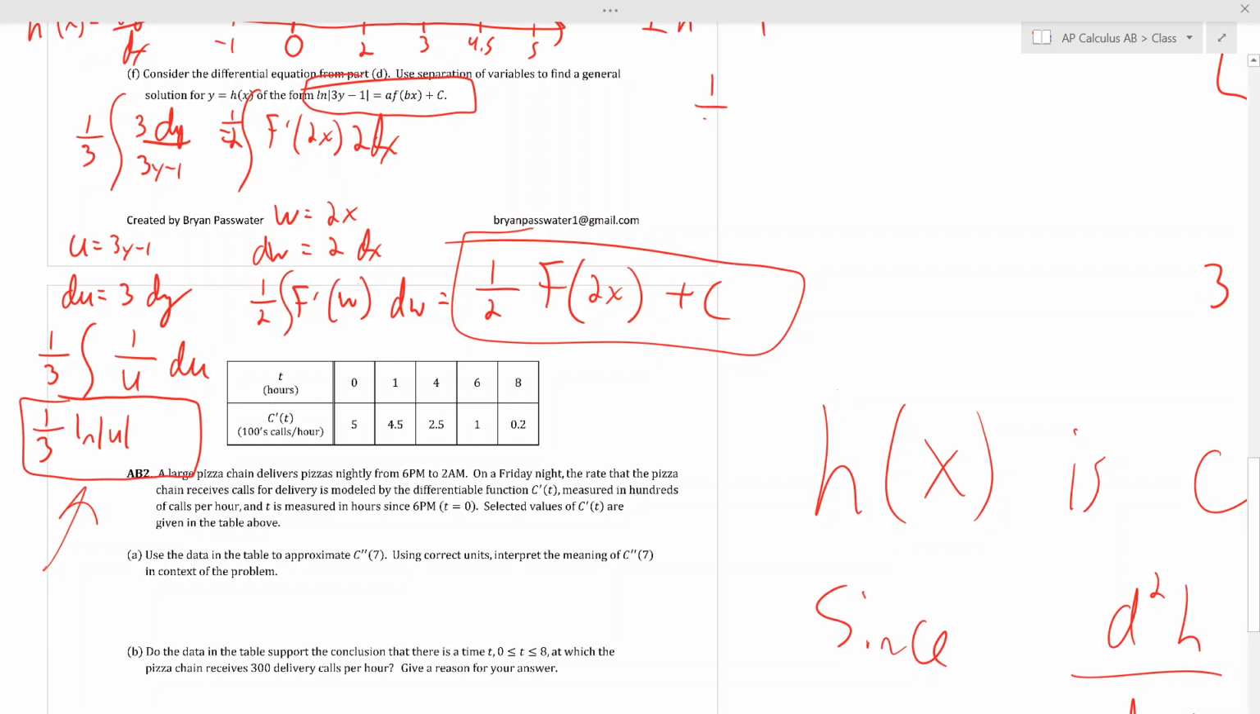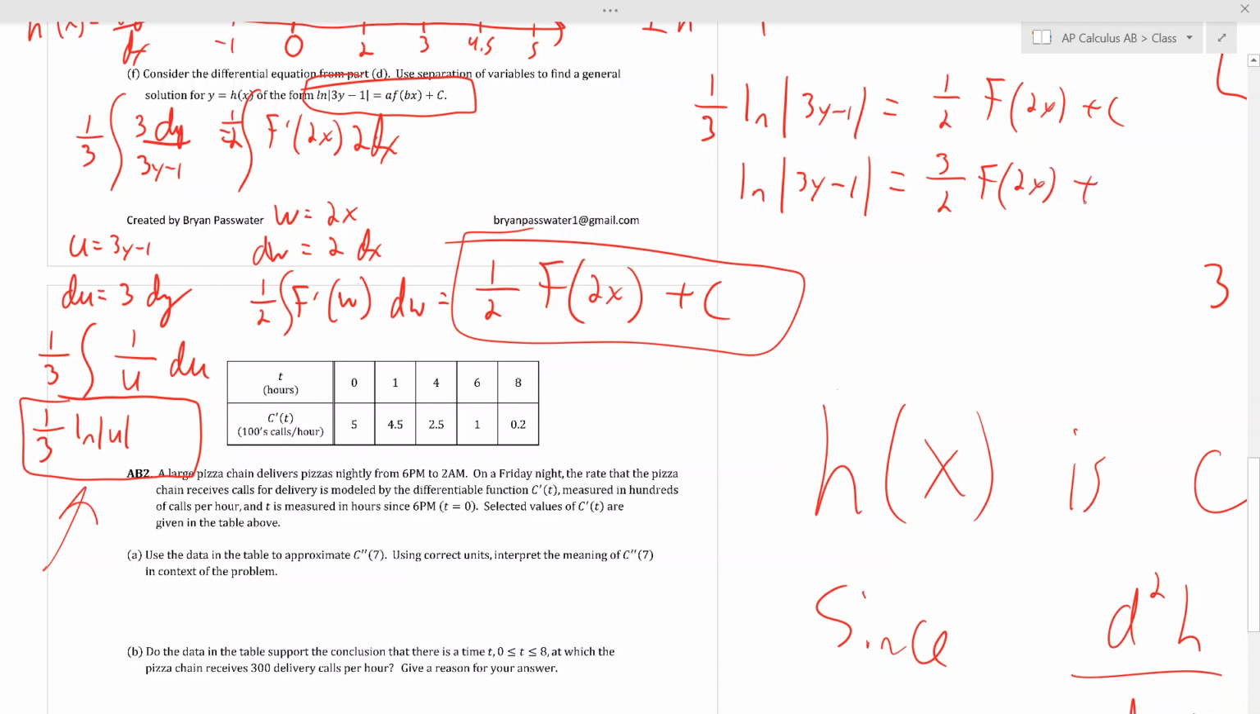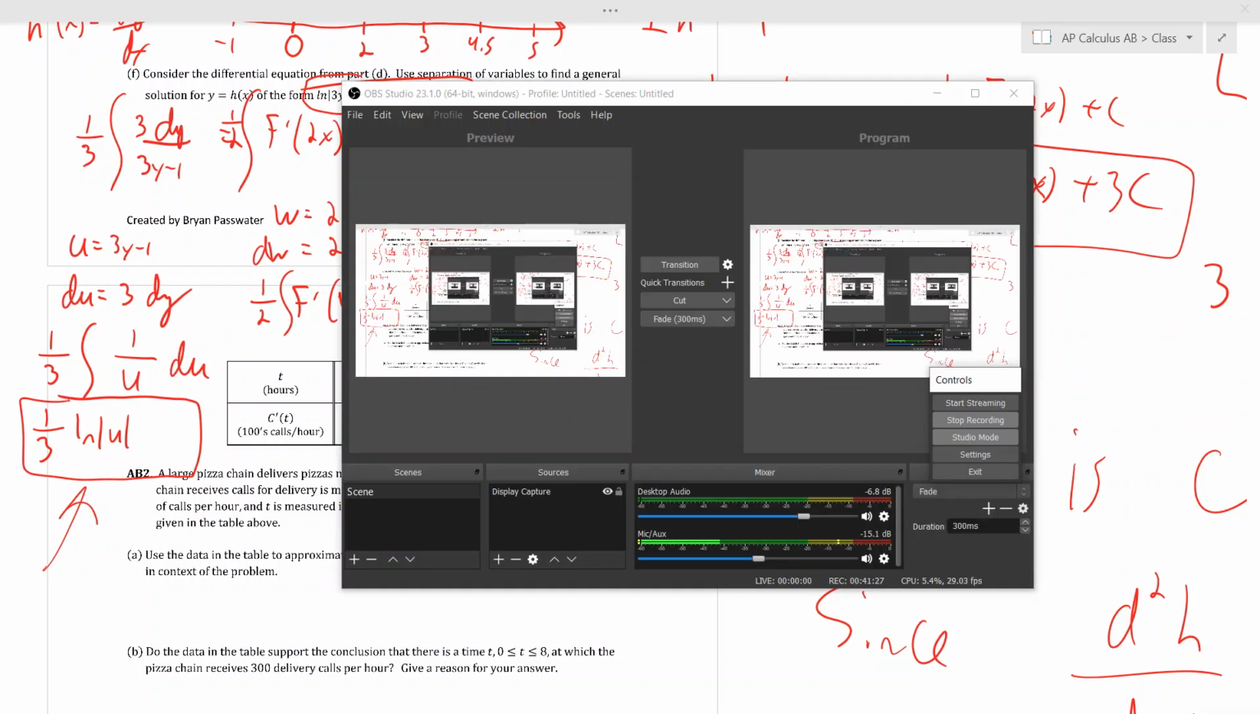So I have that 1/3 ln of u, which was 3y minus 1, is equal to 1/2 f of 2x plus c, which means, since they just want me to have ln of 3y minus 1 over here, which is what we have, when you multiply by 3, you're going to get 3/2 f of 2x. And technically, it would be plus 3c, which is fine. But since c is just some number, 3c is also just some number, so they might leave it like that. But there's nothing wrong with putting a 3 there. Whew. But that's how you would answer that question. Okay. That was killer.